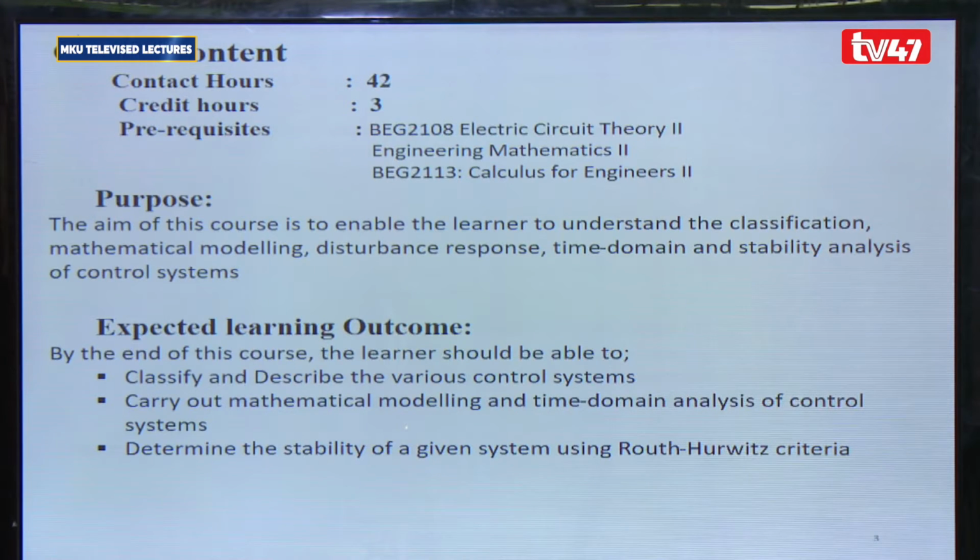Now the purpose of this unit, that is control systems, is to enable the learner to understand the classification, mathematical modeling, disturbance response, time domain, and stability analysis of control systems. So by the end of the course, you are expected to classify and describe the various control systems, carry out mathematical modeling and time domain analysis of control systems, and determine the stability of a given system using the Routh-Hurwitz criterion.